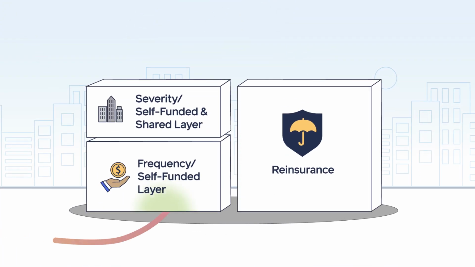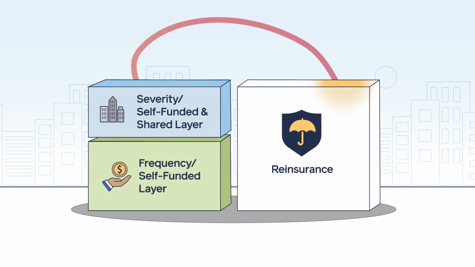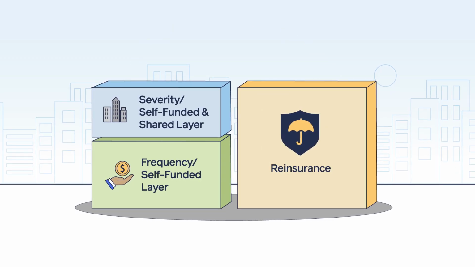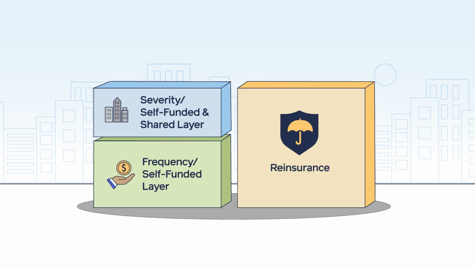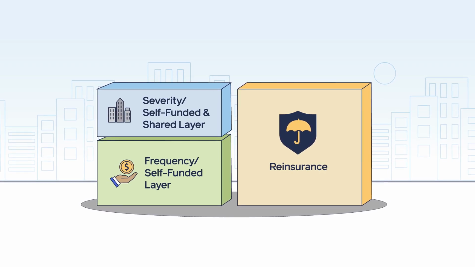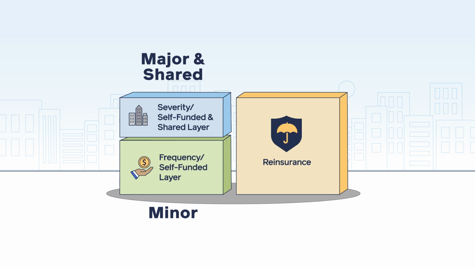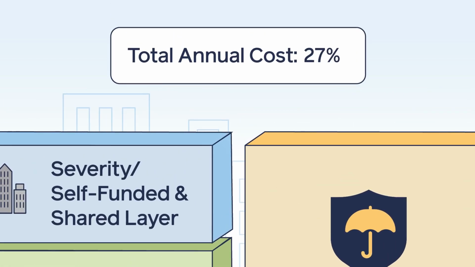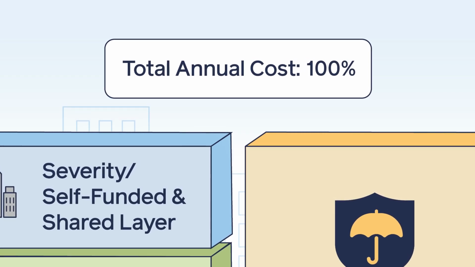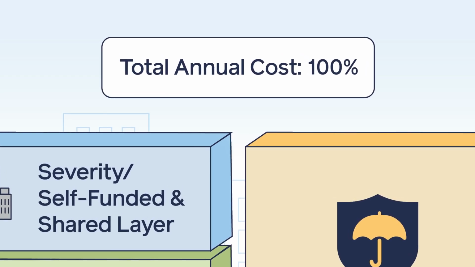Imagine a captive structure as three distinct layers: the frequency layer, or self-funded layer, the severity layer, or self-funded and shared layer, and the reinsurance layer. Each of these layers fund claims and losses of different levels of severity, from minor to major and shared to catastrophic. In this example, we'll break down the total annual cost of a captive into the typical percentages you may find for each of these captive layers.